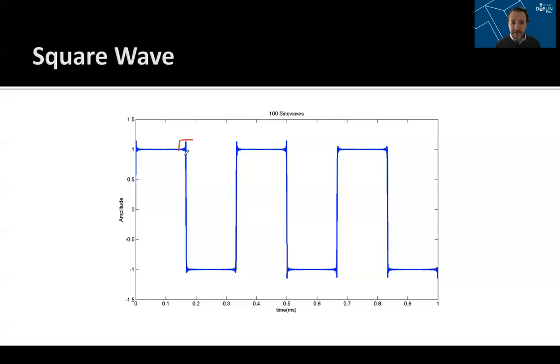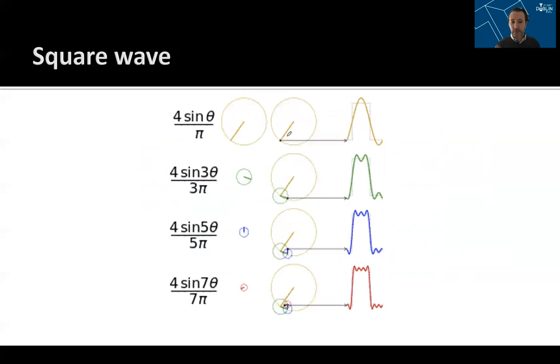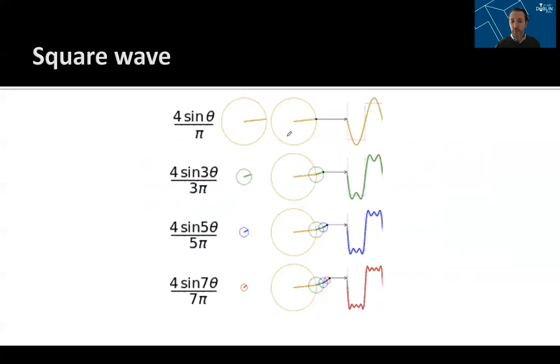Now, it's not perfect. You see here, we have this kind of funny ringing. You have to really get very high because a square wave is square. It's discontinuous. It's very hard to represent using sine waves. And so here we have an animated version of it where we're adding sine waves together to get our square wave look.